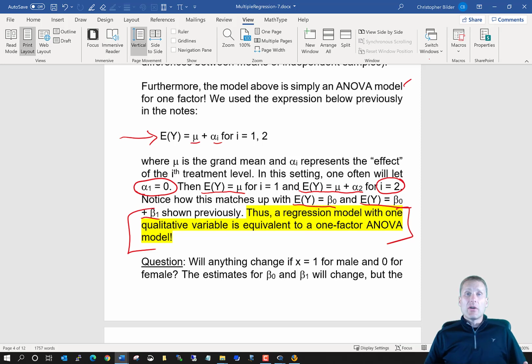So this shows us how a regression model with one qualitative variable is equivalent to a one-factor ANOVA model. A very, very important idea to grasp in this class, and especially if you do work in statistics outside of this. Again, essentially an ANOVA model is a regression model when you are working with qualitative variables in a regression model setting. Very important.